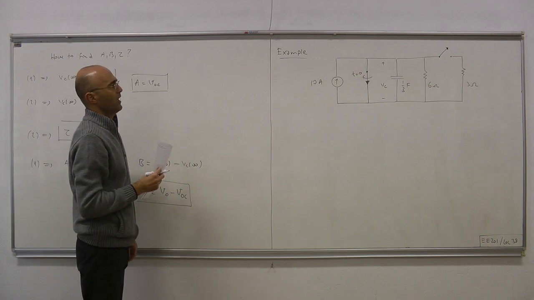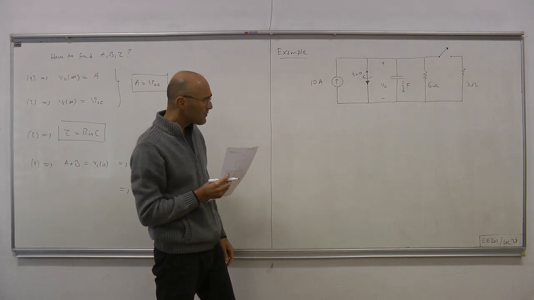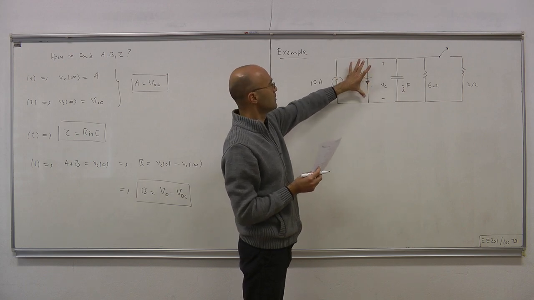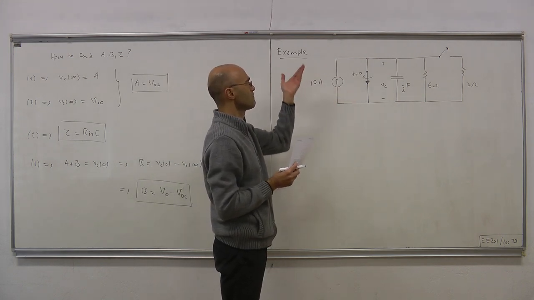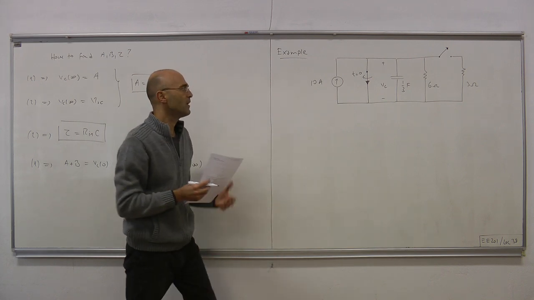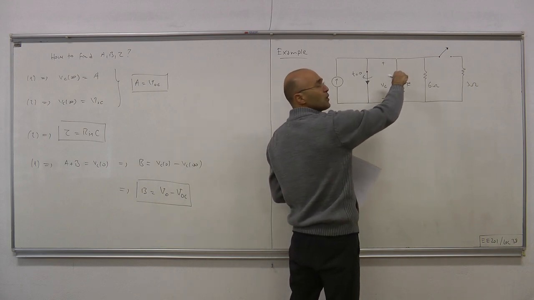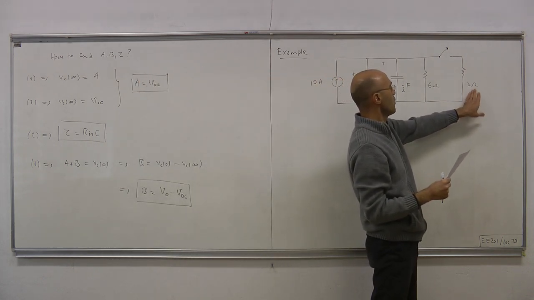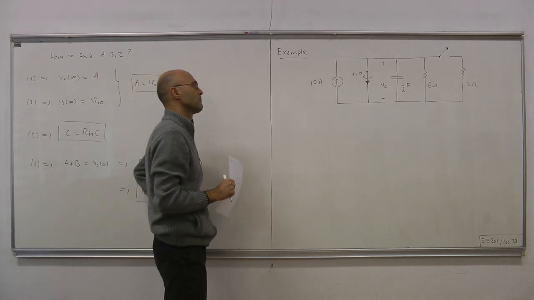One of the things that the first switch tells us is that the initial capacitor voltage is 0, because initially the switch is closed, which means the terminals of the capacitor are short-circuited. Then the switch opens, and this 10 amp current is forced through the capacitor and the 6 ohm resistor. For a while, this 3 ohm resistor is out of the picture. It's decoupled from the rest of the circuit.